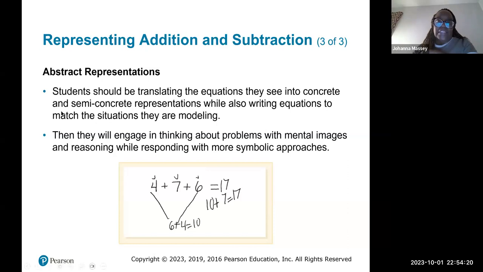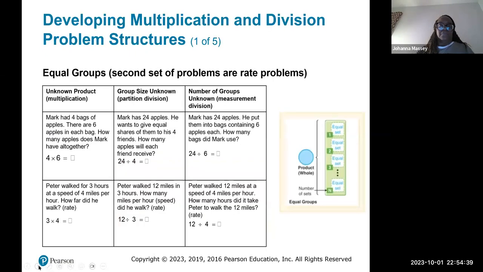Then they will engage in thinking about problems with mental images and reasoning, while responding with more symbolic approaches. Look at that right there. And you see how they're joining those. That's like a number talk to me, but yeah. Get my mind off number talk, y'all.